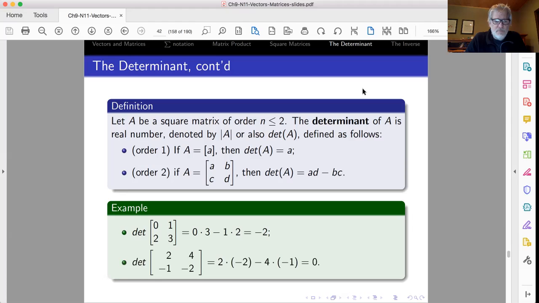If I have the matrix with rows 2, 4 and minus 1, minus 2, I compute its determinant. It's 2 times negative 2, subtract 4 times negative 1. In this case, it gives you 0. So once you've seen the definition, it's easy to compute the determinant for any 2 by 2 matrix.